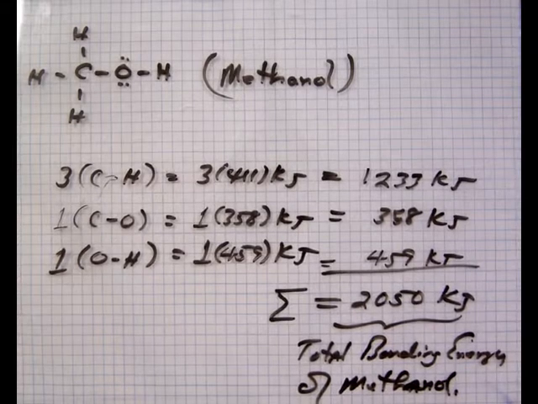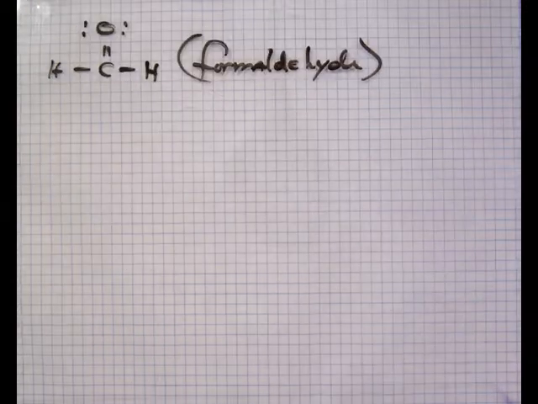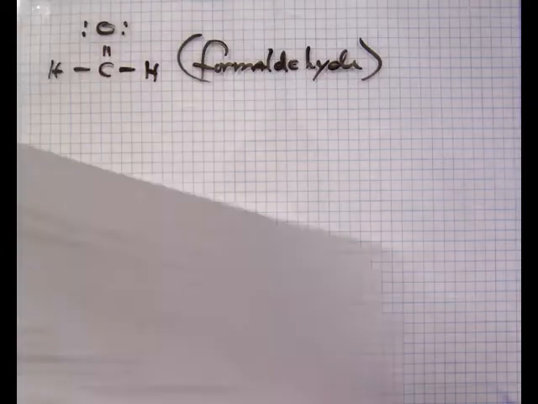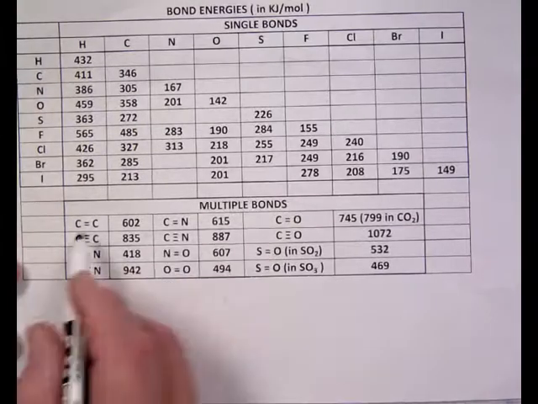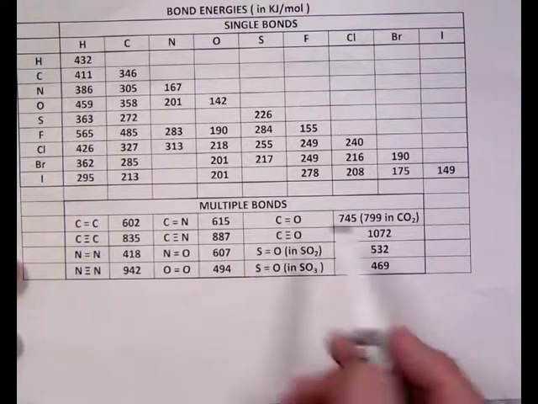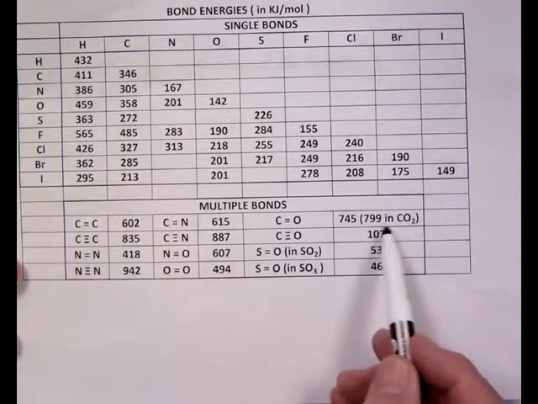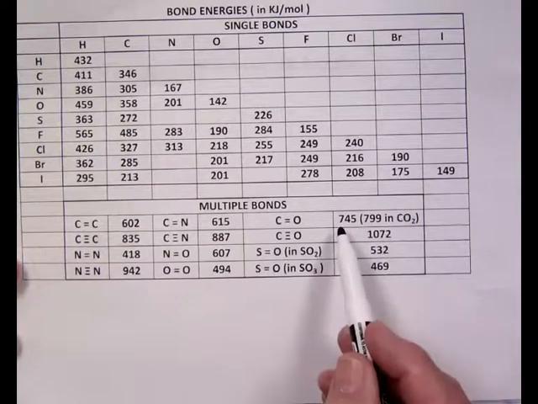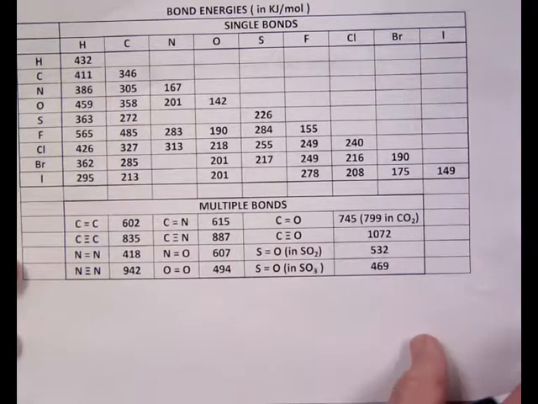Pretty straightforward. All you have to do is count up the bonds in there. We'll do one more, and then we'll move on to atomic theory. This is formaldehyde. It has a double bond. Some molecules will have double bonds, some triple bonds, but most have single bonds. The highest you can go is a triple bond. This is a double bond. A carbon-oxygen double bond is 745 if it's not in CO2. Well, that's formaldehyde, not carbon dioxide, so it's 745.